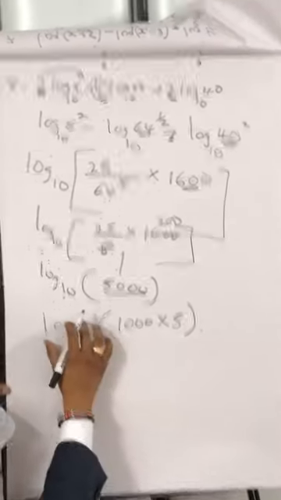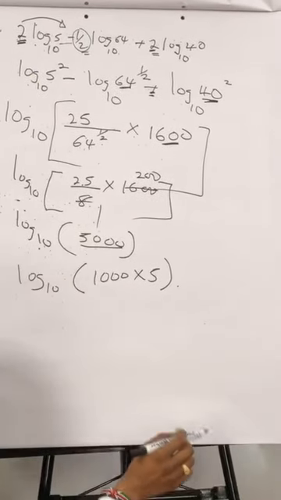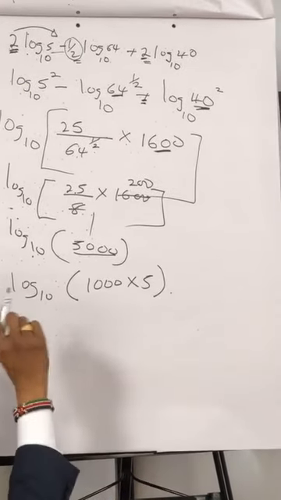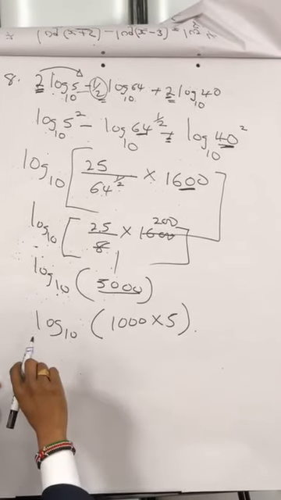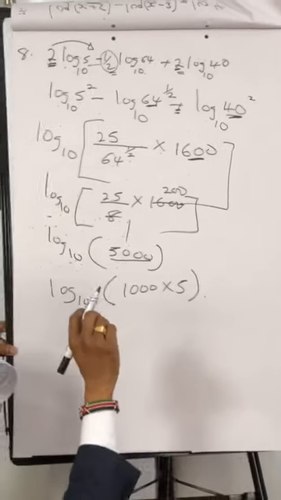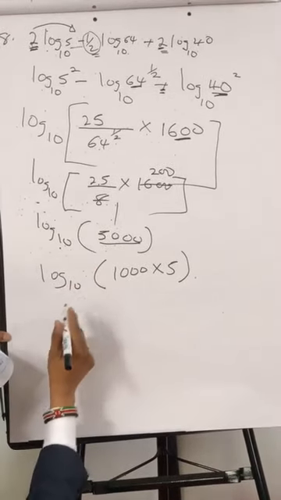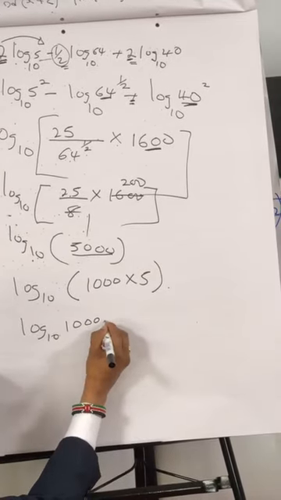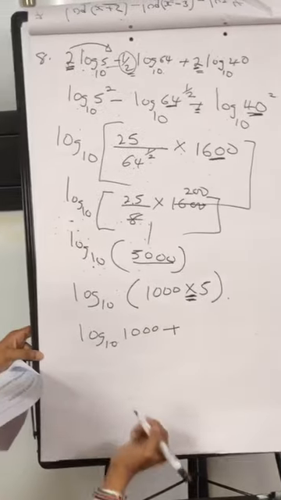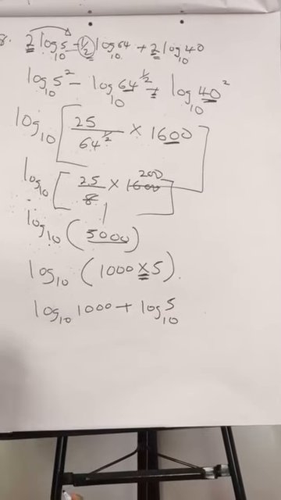When you split this, when you open it up, it's like you are going back to the initial relationship that we had. I told you when you see minus, you divide. When you see plus, you multiply. So when you see multiplication, you add. So you can equally write this as log to base 10 of 1,000 plus, because of this, log 5 to base 10.